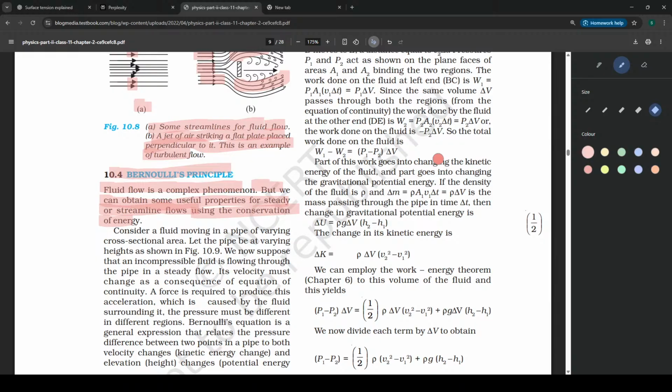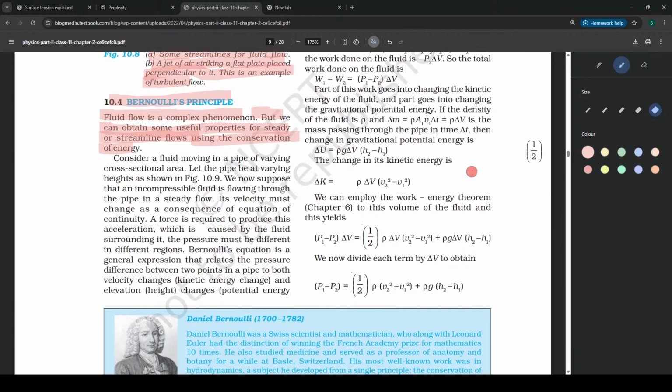We can obtain some useful properties for steady flow or streamlined flows using conservation of energy, because energy can neither be created nor be destroyed. There is a conservation of energy. Based on that, taking energy to be constant, we can get some useful properties of this streamline or steady flow.